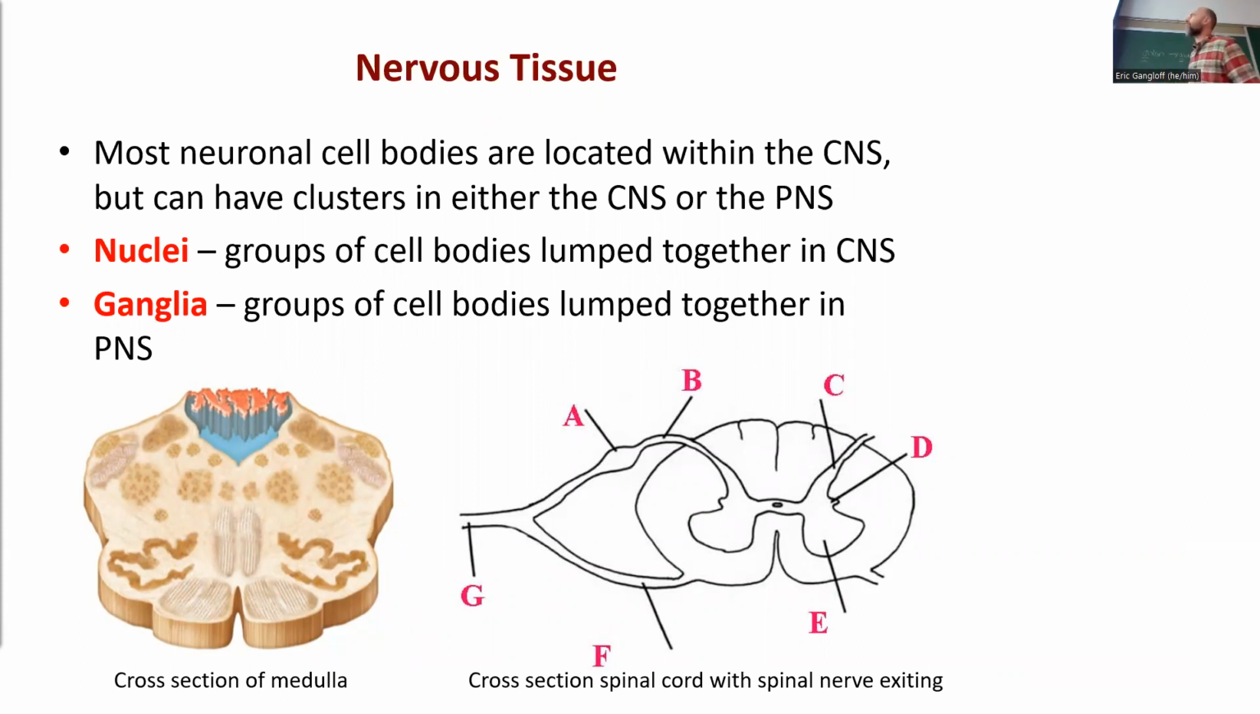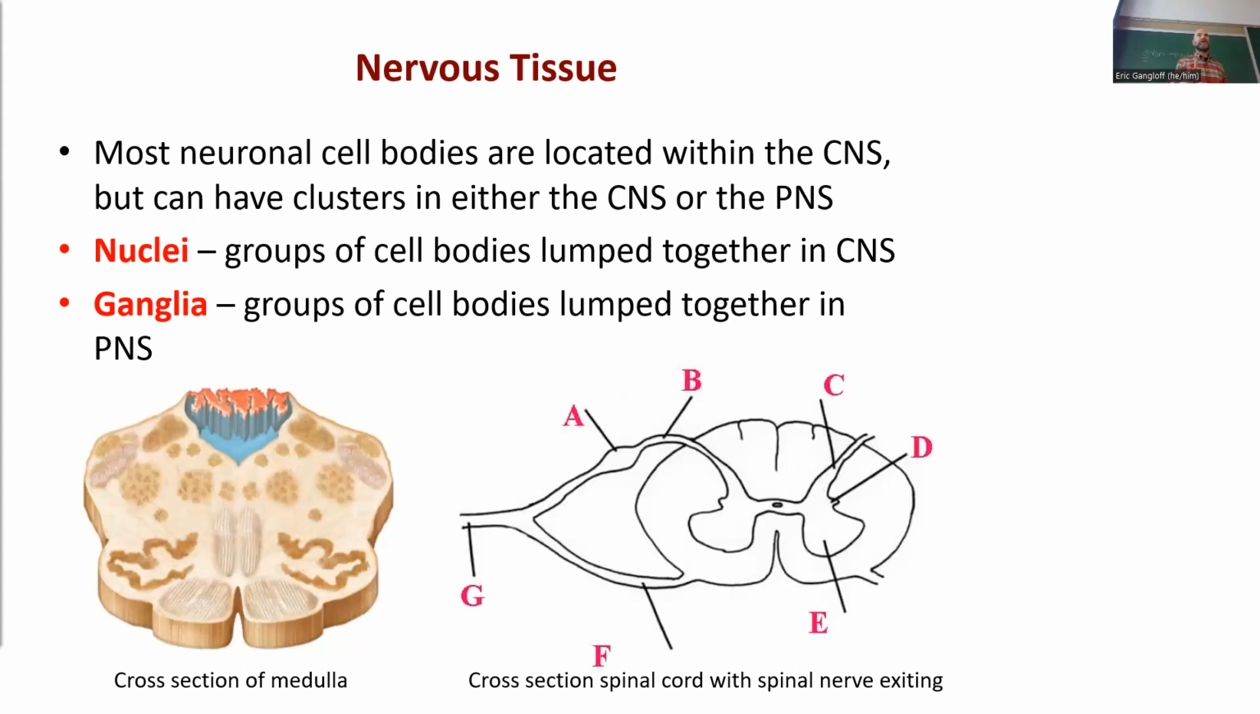Most of the cell bodies of your neurons are located in the central nervous system. It's mostly these axons that extend out of the central nervous system to the peripheral nervous system. But occasionally they're found in clusters in the peripheral nervous system. The takeaway message here is that most often these cell bodies of these neurons are located in groups together, with these axons spreading out and traveling, in some cases, great distances across the body.